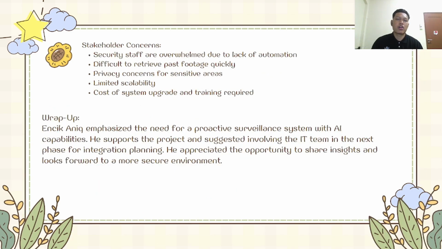Stakeholder concerns: security staff are overwhelmed due to lack of automation, difficult to retrieve footage quickly, privacy concerns for sensitive areas, limited scalability, cost of system upgrade, and training requirements. Wrap up. I need to emphasize the need for a proactive surveillance system with AI capabilities. We support the project and suggest involving the IT team in the next phase for integration and training. We appreciate the opportunity to share insight and look forward to a more secure environment.